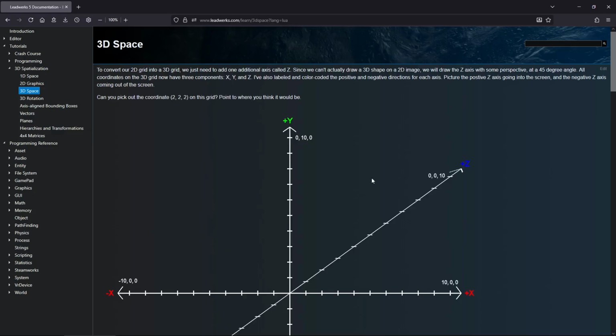I'm talking about three-dimensional space. And when you get good at this, you'll kind of stop seeing the code, and you'll just see an infinite 3D world where you can create anything that you can imagine. So let's begin.